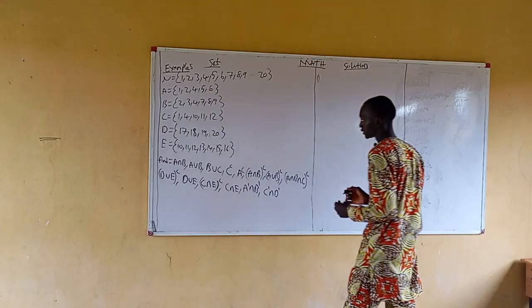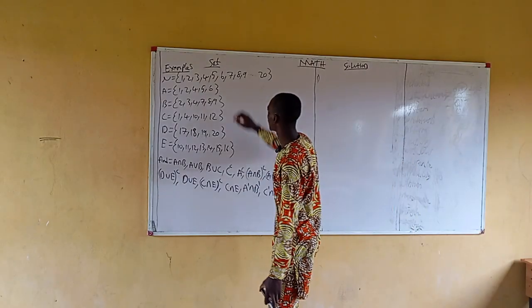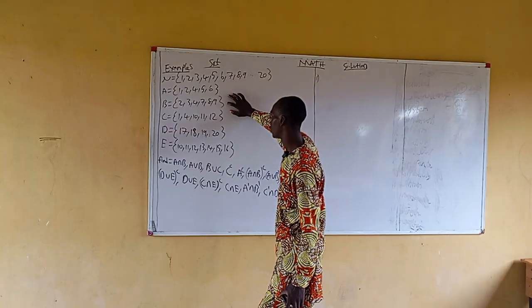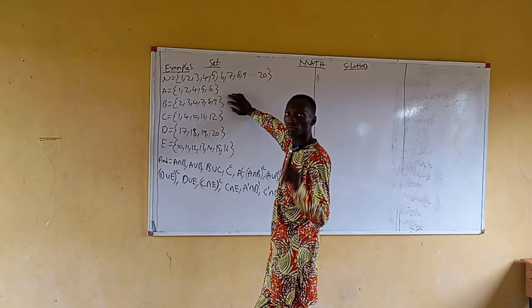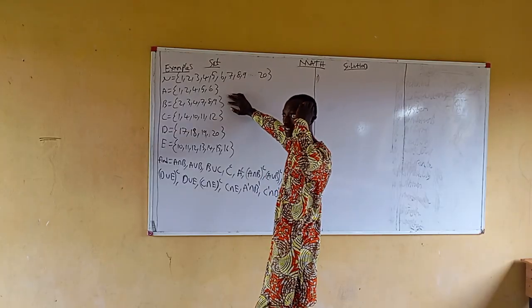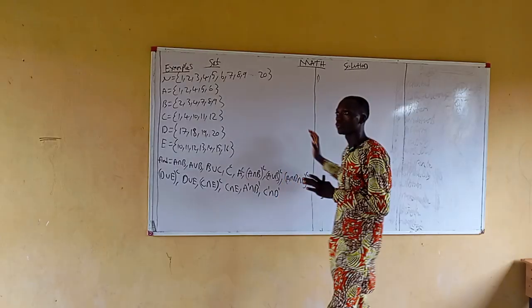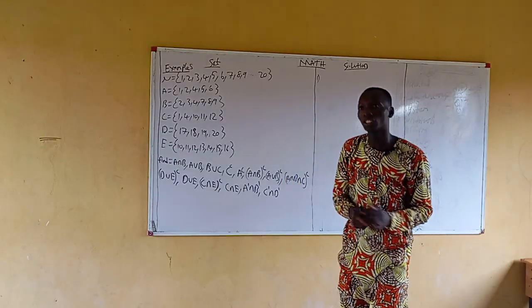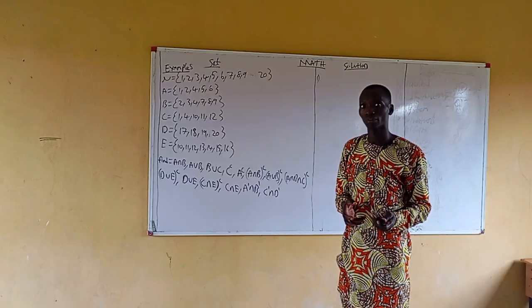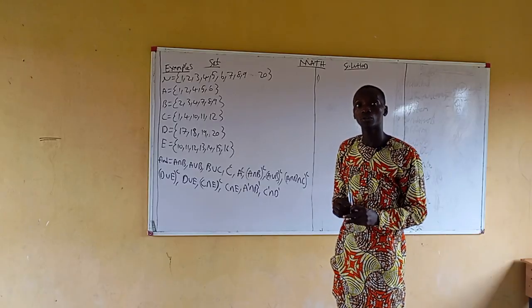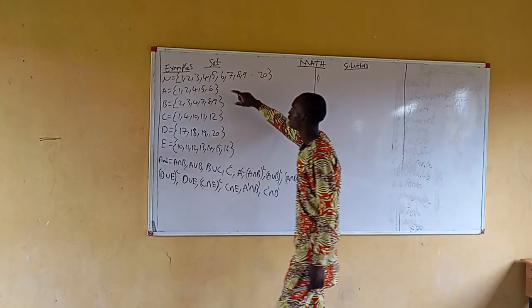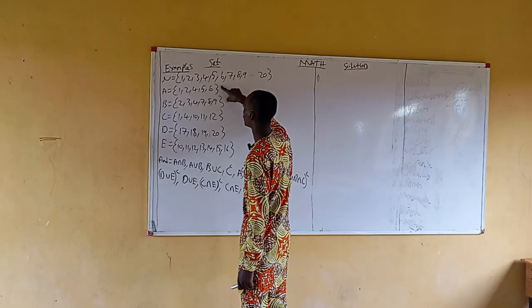Question 1, they say find A intercept B. Now, this is set A, this is set B. Intercept, when you hear the word intercept, what comes to your mind? I've explained before, intercept means common element. Intercept means what? Common element. Now look at these two sets. What are the common elements between these two here?